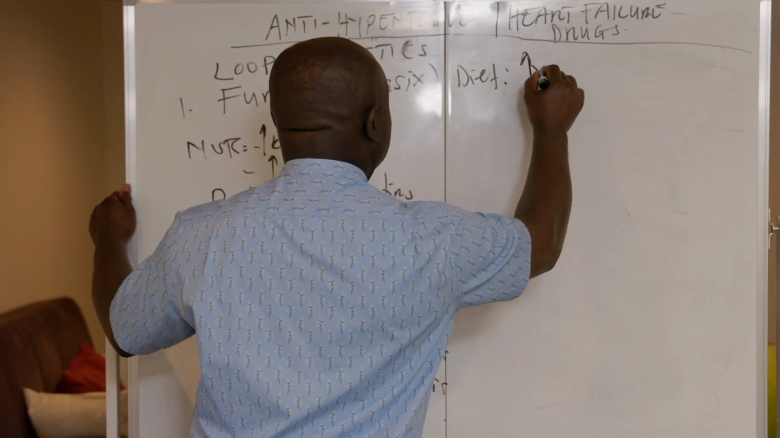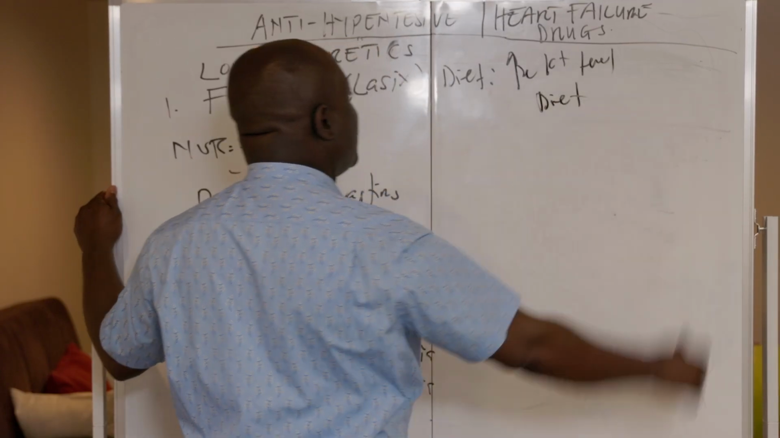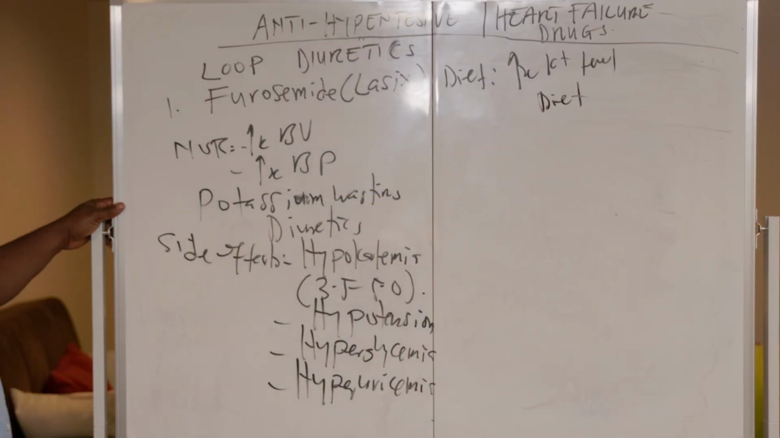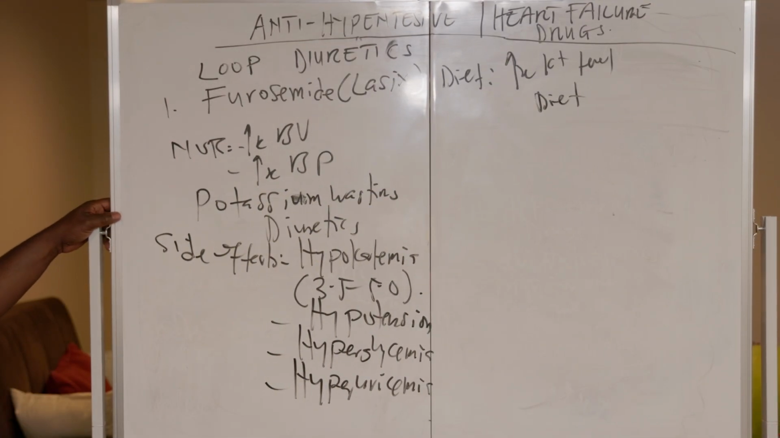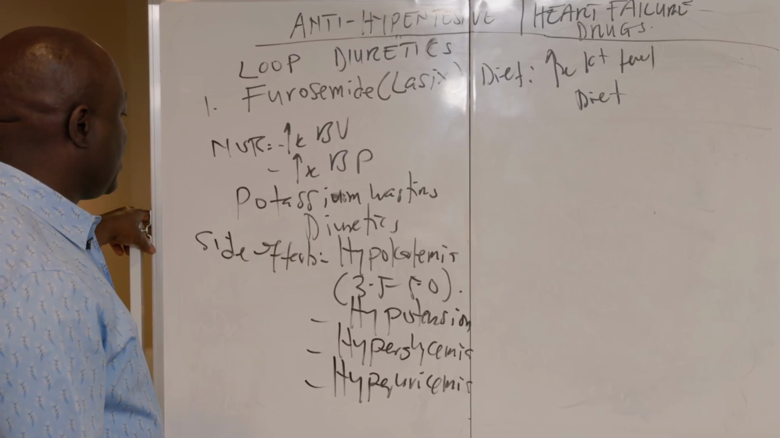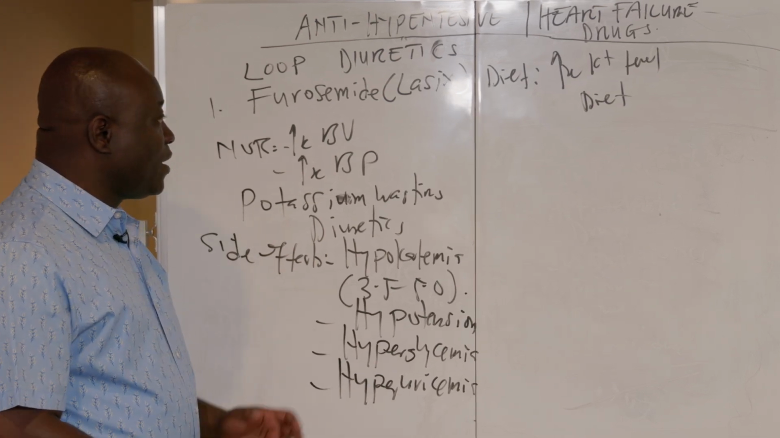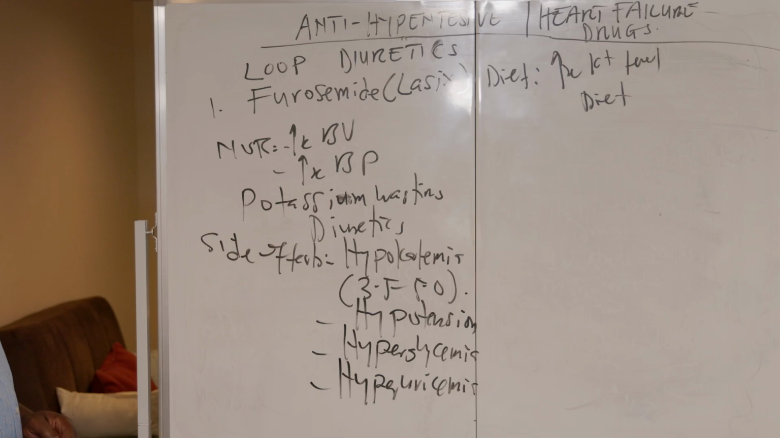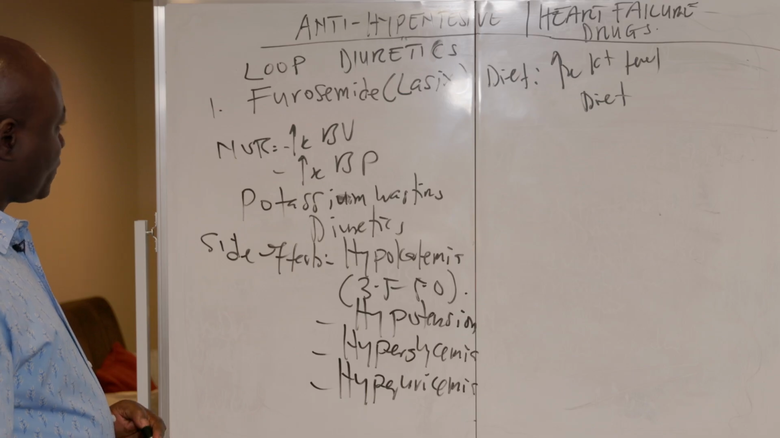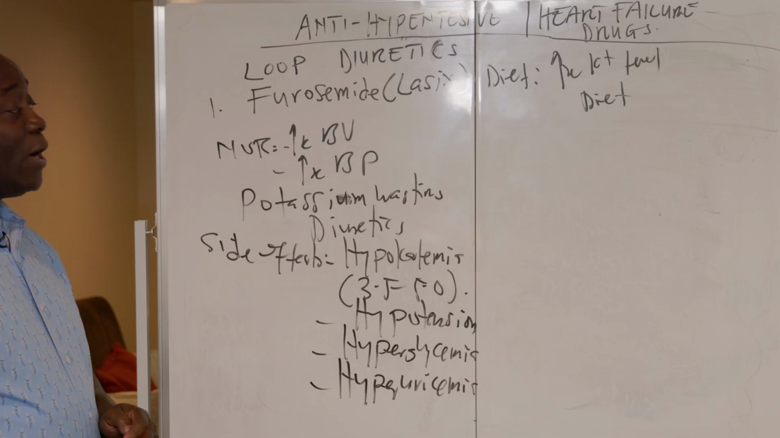Increase potassium level in their diet. So you tell the client to eat some food that contains potassium, like banana. Banana contains a lot of potassium. So you ask the client to increase their potassium level. So I say that if somebody is diabetic, we have to be very careful in giving furosemide, because it can increase the person's sugar level. Now, the same drug can also be given to somebody who has heart failure.